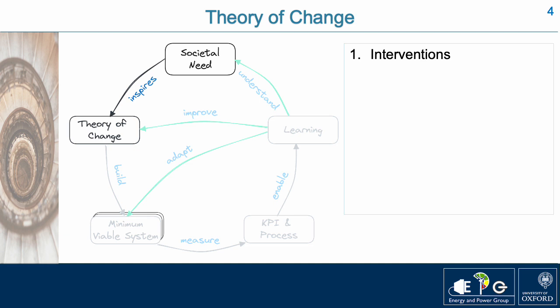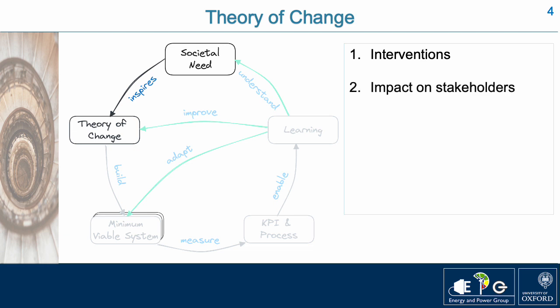The interventions are the specific actions or activities that will be undertaken to influence the system. They can include policy changes, educational programs, community initiatives, or any other targeted efforts. By defining these interventions, the theory of change provides the core elements of the roadmap for the activities that will contribute to the envisioned transformation.